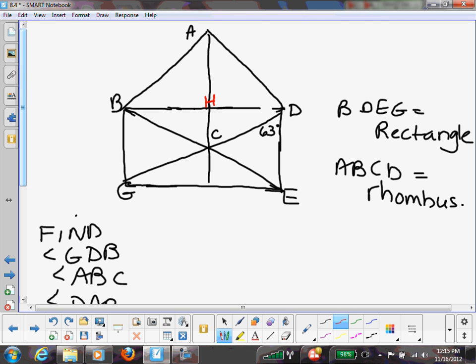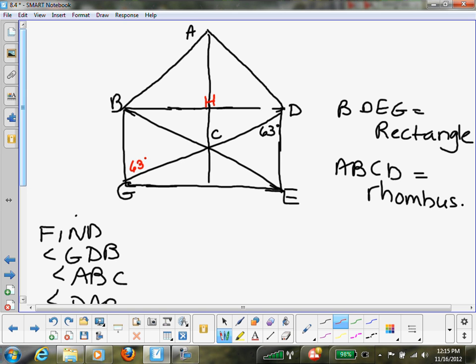Where is that? BGC, and why do we know that? Alternate interior angles. But I told you we have a rectangle and a rhombus, so we do. Okay. What else can we tell from this? Give me one piece of information.